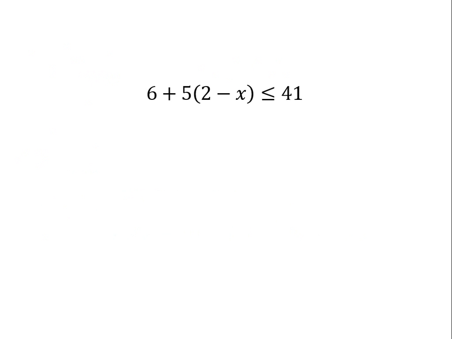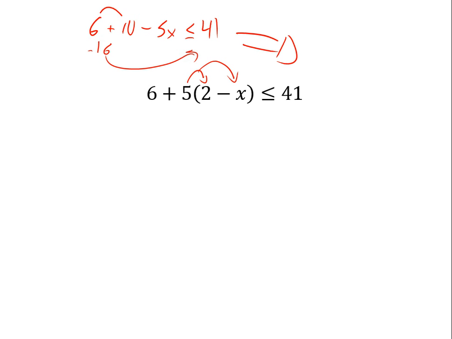So now this problem, exactly the same thing, right? This time I'm going to be multiplying a number into both parts. So I'm going to be multiplying the 5 in. That gets us 6 plus 10 minus 5x is less than or equal to 41. Now we combine like terms, 16, and move them to the other side. So we're going to subtract 16 on both sides, and that gets us negative 5x is less than or equal to 25.